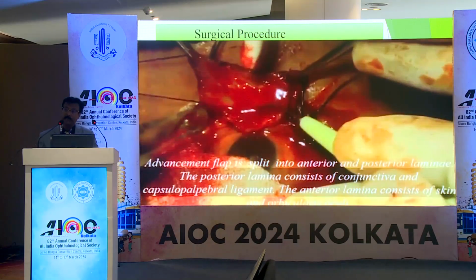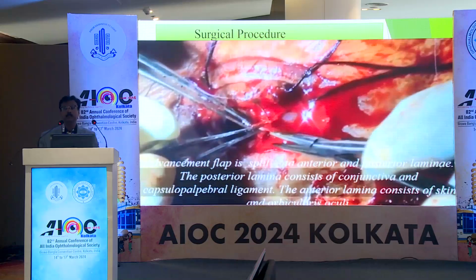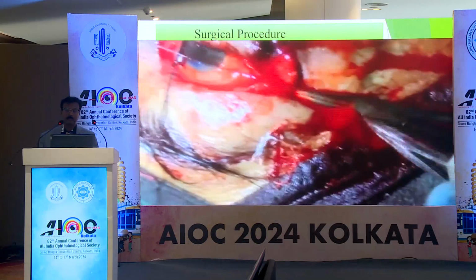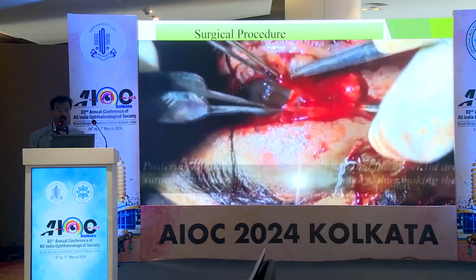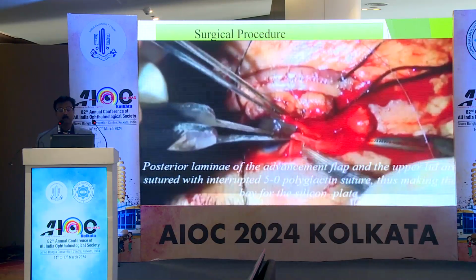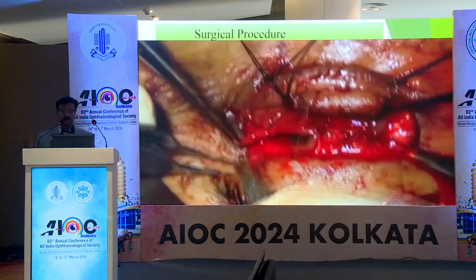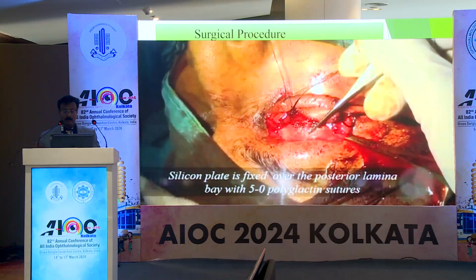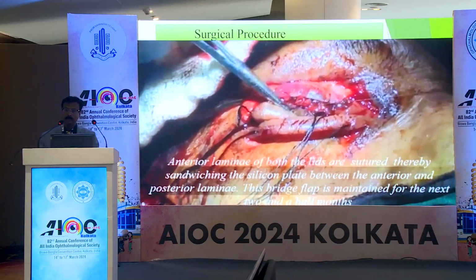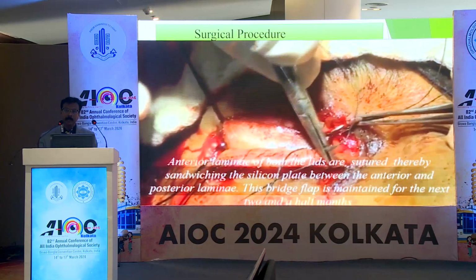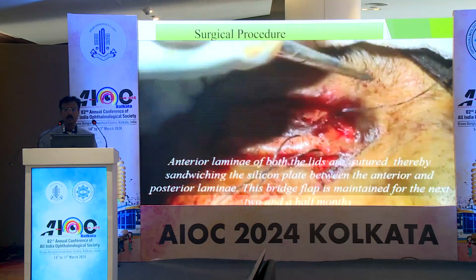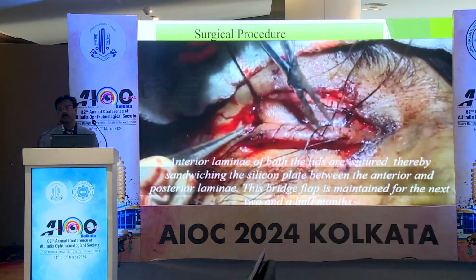This splitting is very important. If it is too thin, then it will be extruded, so be very careful for the perfect splitting of the lamella. Then the posterior lamella of the advancement flap is joined with the posterior lamella of the upper eyelid. Now the silicone plate replaces the auricular cartilage. Then we found a 3.5 hour operation is converted into 1 hour 15 minutes.